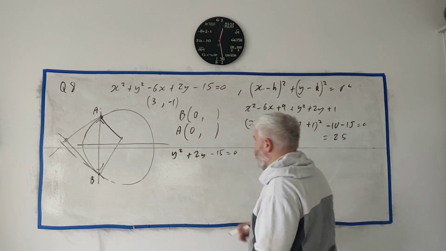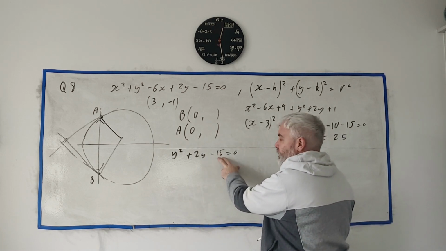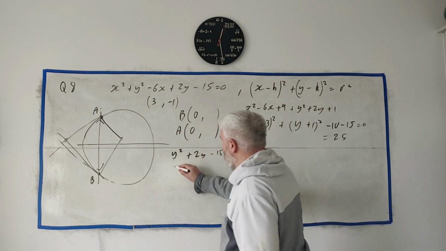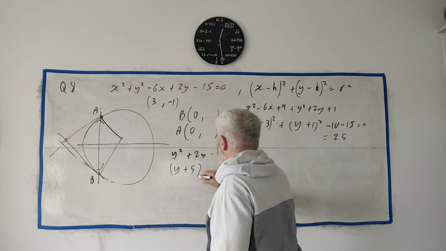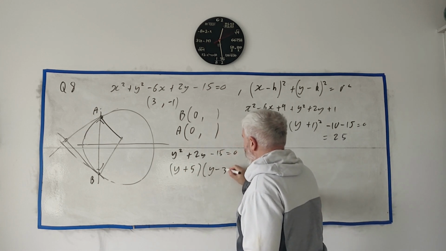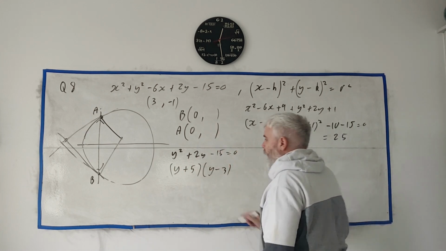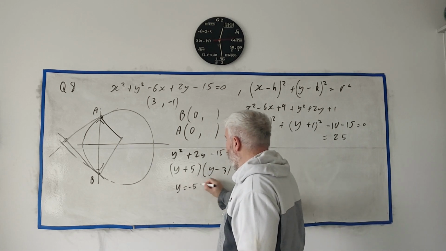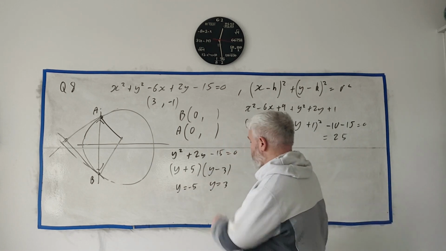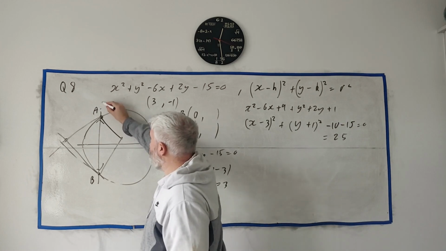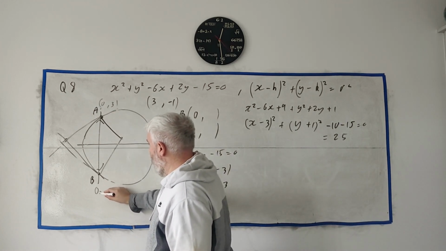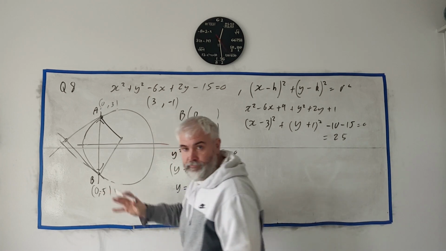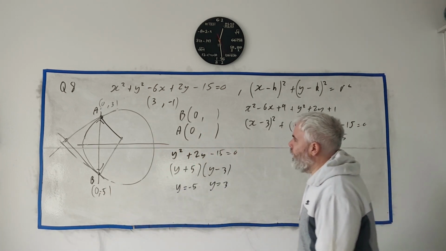Just solve this. 3 times 5 will make 15 and combine to get 2. So it's y, let's see, we want a plus 5 and a minus 3 will make all this work. So y is minus 5, or y is equal to 3. So the higher one must have been 0, 3, and this one must be 0, minus 5. So there are 2 points.